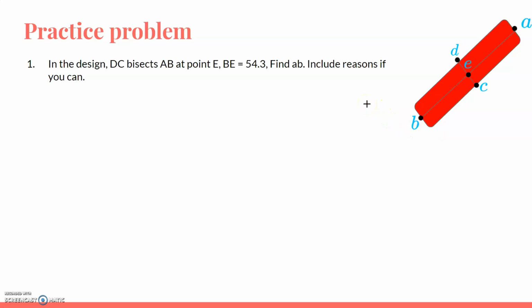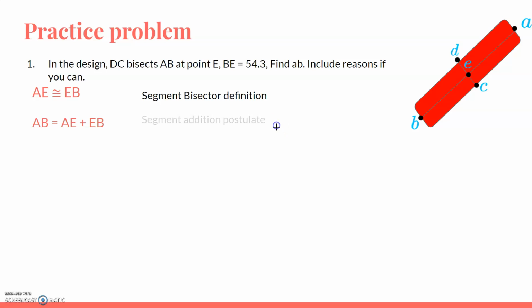Alright, now that you're back, first let's establish some things. So AE is congruent to EB. Since DC bisects AB at point E, we know that AE is equal to EB. That's the segment bisector definition. Here we can see that DC bisects AB at its midpoint E. So therefore AE is congruent to EB.